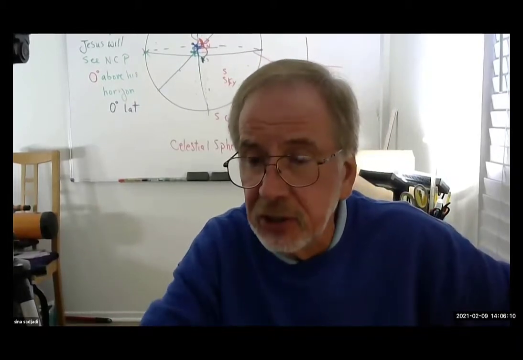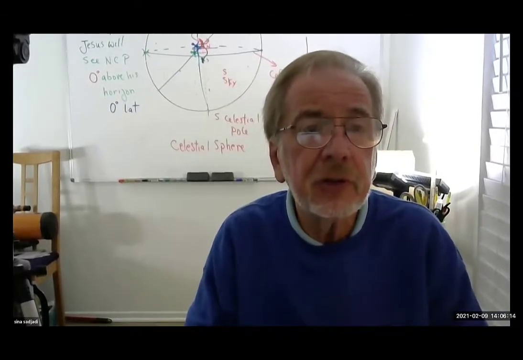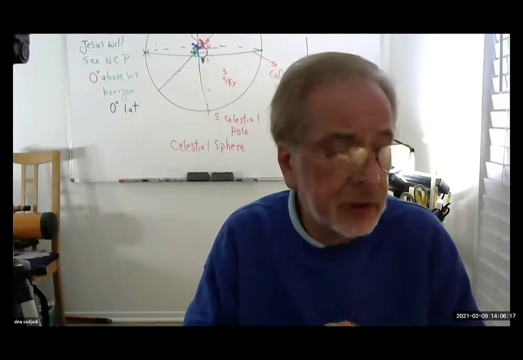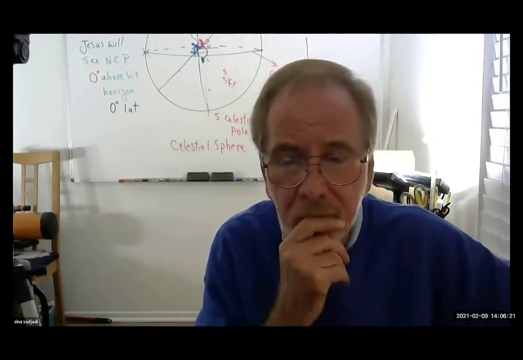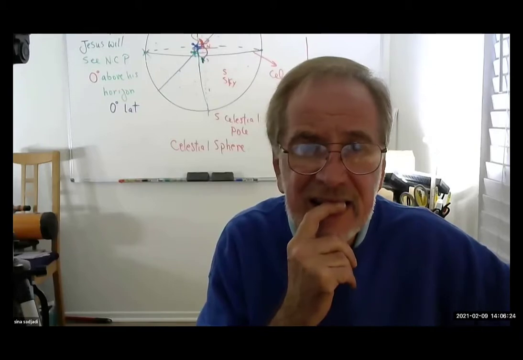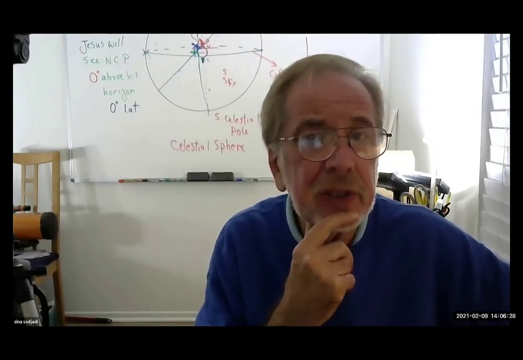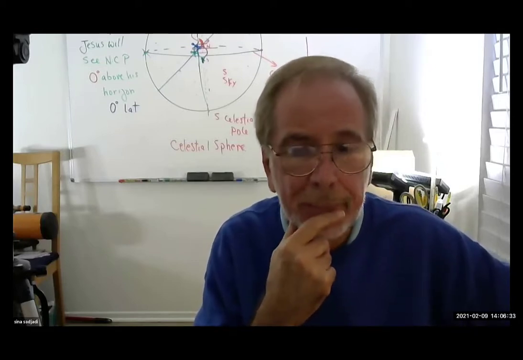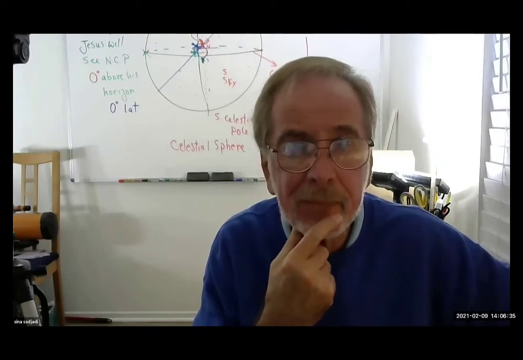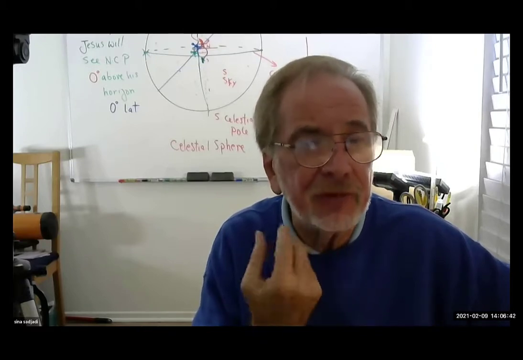Any other questions? I have a question, just for clarification. San Diego itself is 32 and a half degrees above the equator. San Diego latitude is 32 and a half degrees north. And did you say that from San Diego, we see the North Celestial Pole at 32 and a half degrees above our northern horizon?